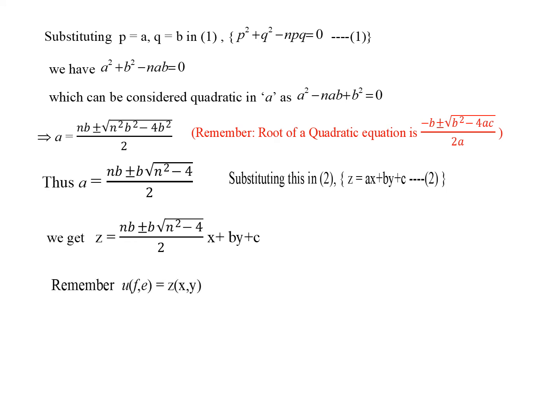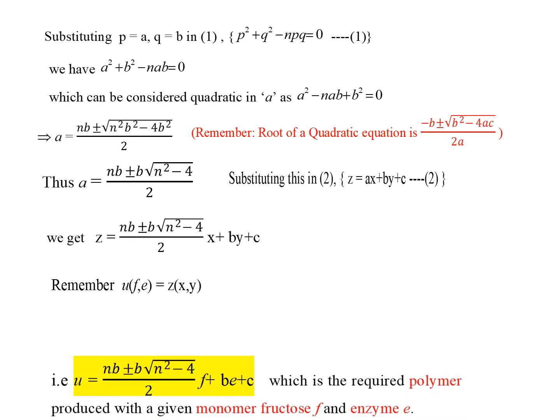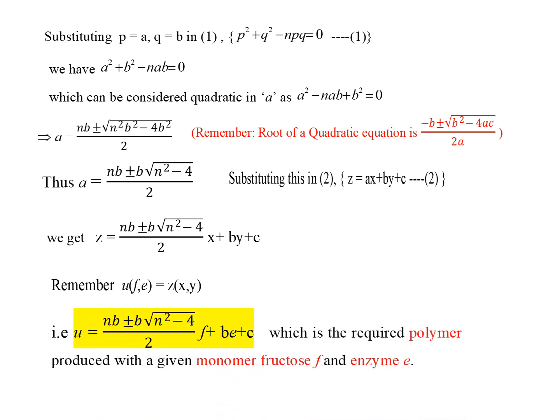But remember, we had used Z, X, Y instead of U, F, E. So we need to replace them back. We have U equal to NB plus or minus B root of N squared minus 4, by 2, into F, plus B into E plus C, which is the required polymer produced with the given monomer fructose F and enzyme E. Try to solve these problems.